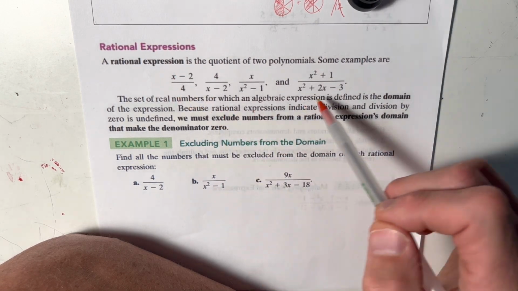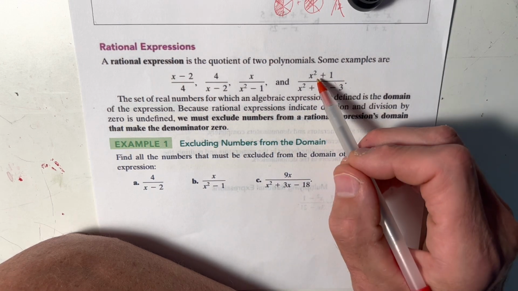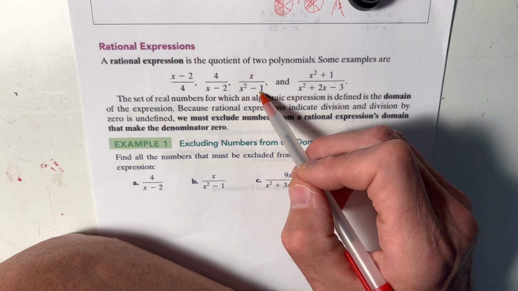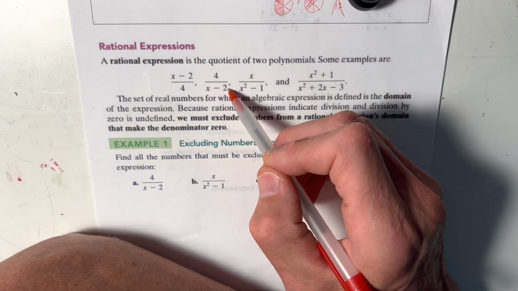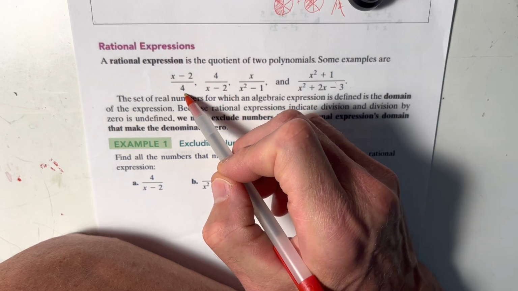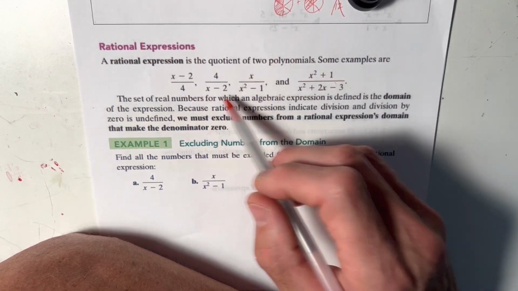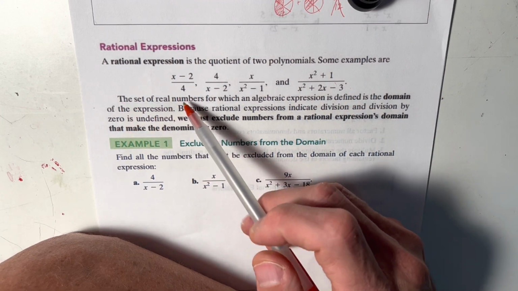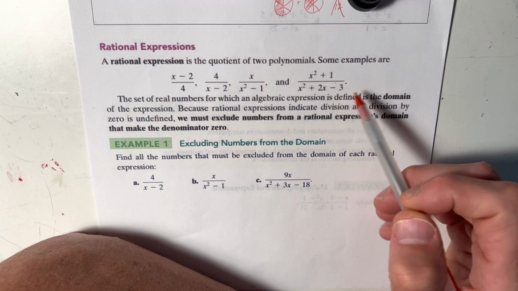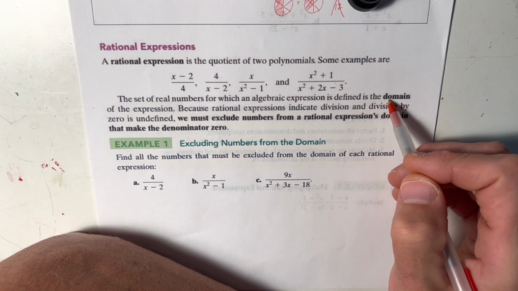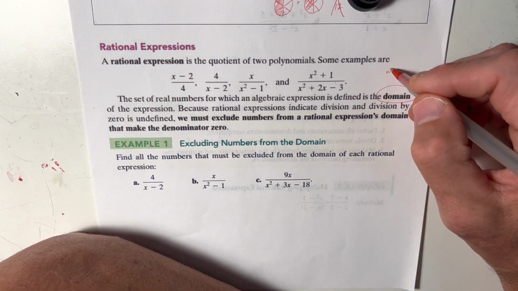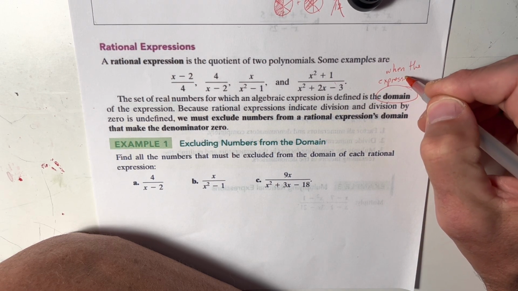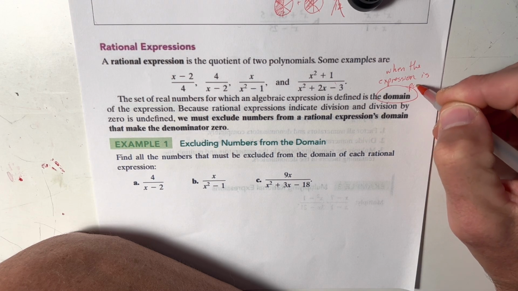Okay? Polynomials, terms that are together. We got two terms here. This is a binomial over a trinomial. We got a monomial over a binomial, monomial over binomial, and then a binomial divided by a monomial. All right, so all of these classify as rational expressions. The set of real numbers for which an algebraic expression is defined is the domain of the expression. Now remember, domain means when the expression is possible.